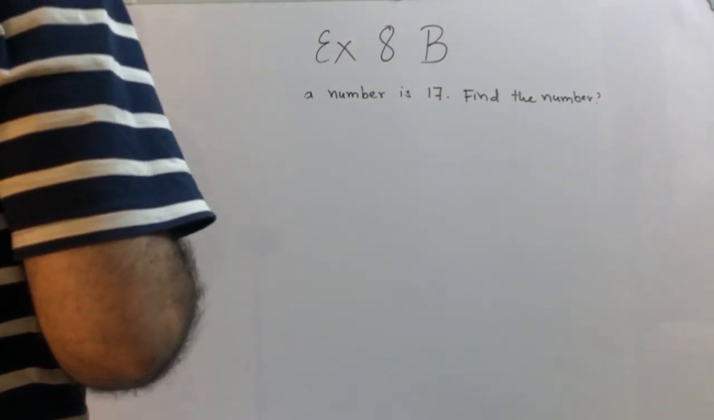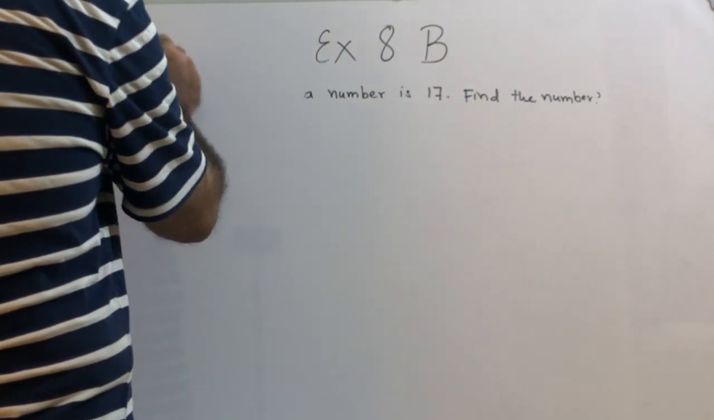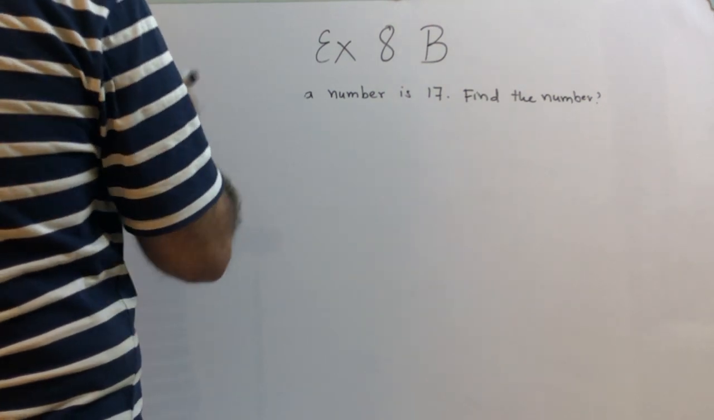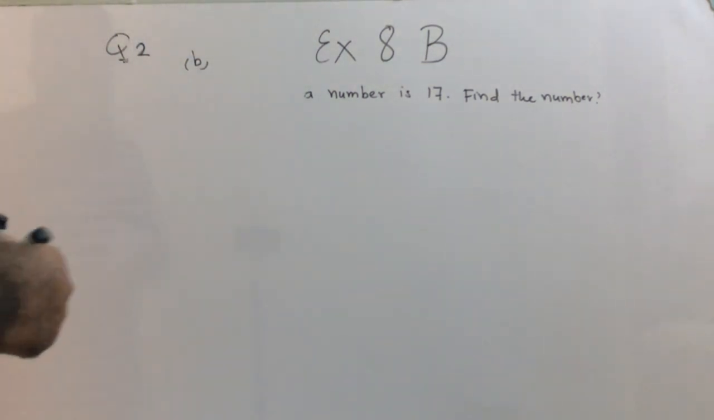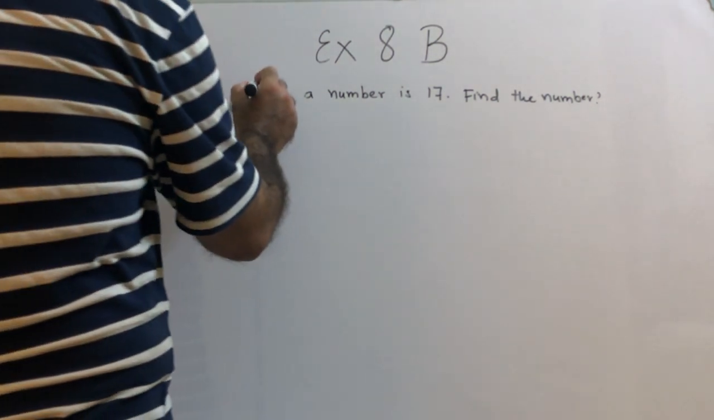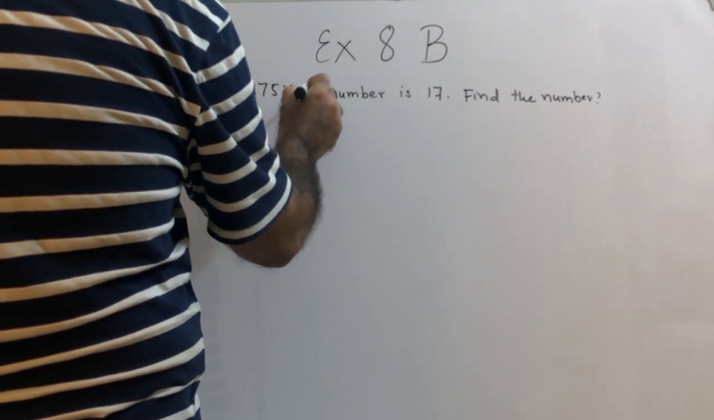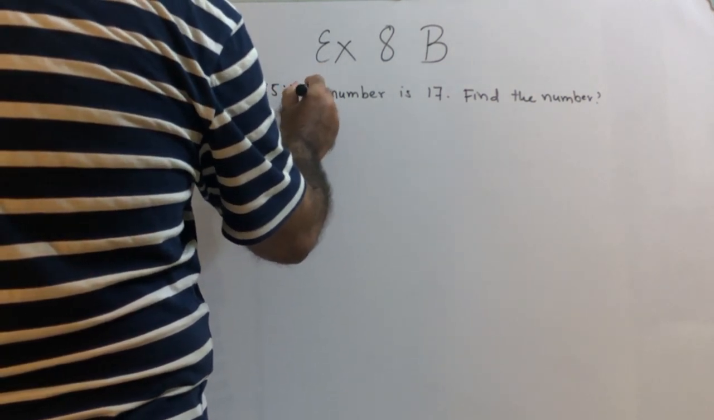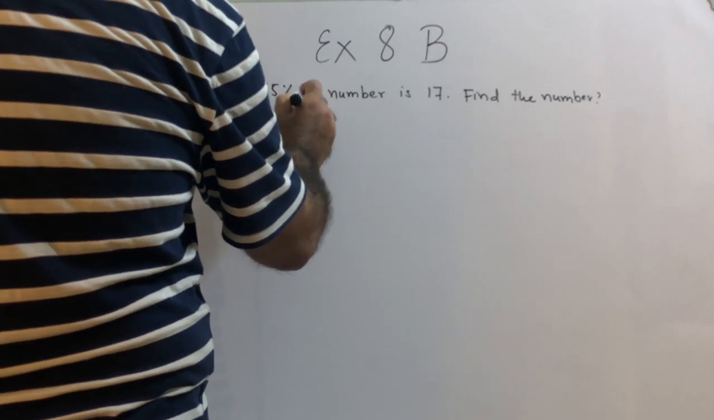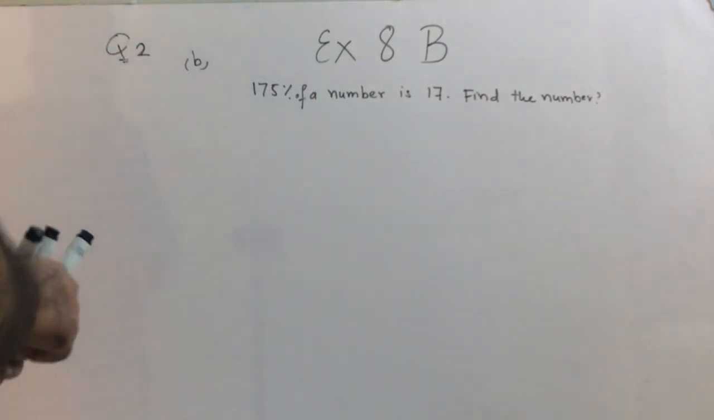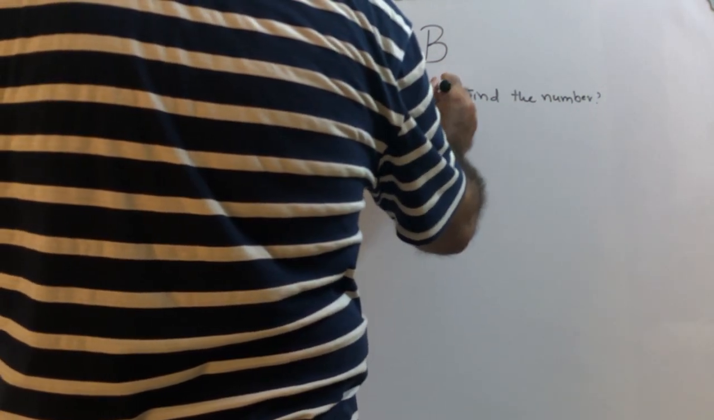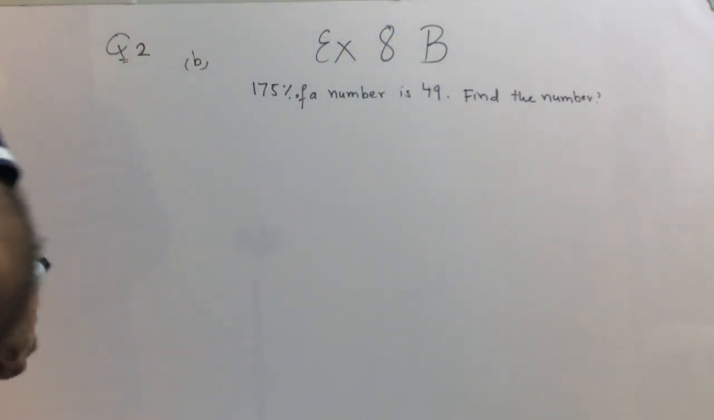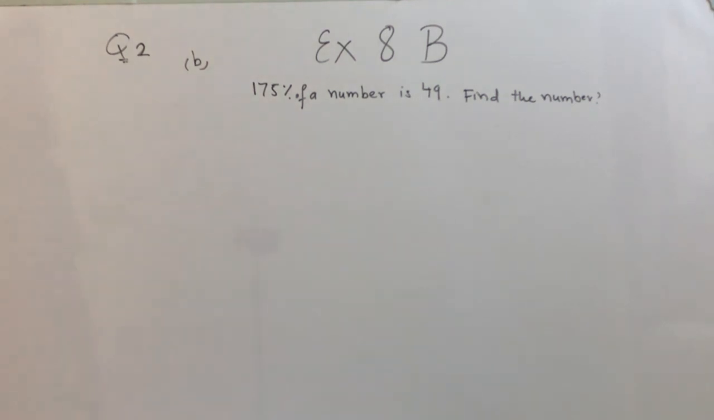Now, actually this was part A. So part B says that 175% of a number is 49. Find the number. Okay, 175% of a number is 49. Find the number. This is a similar question.